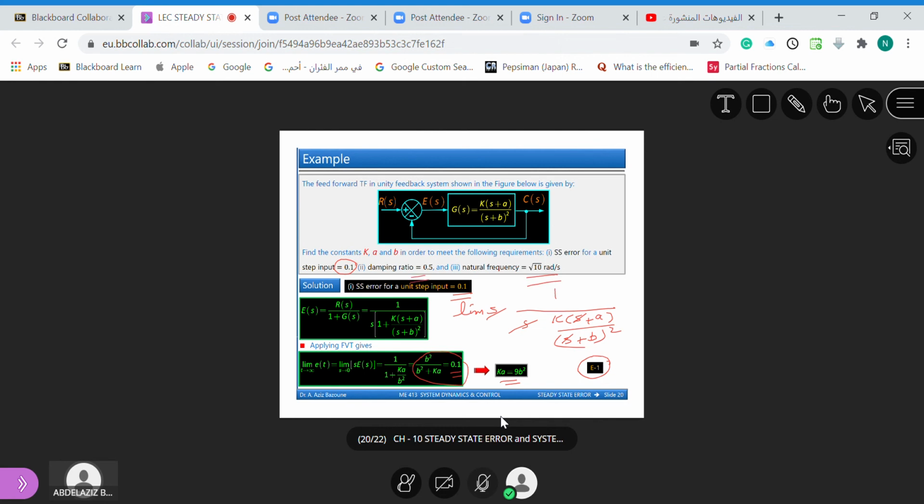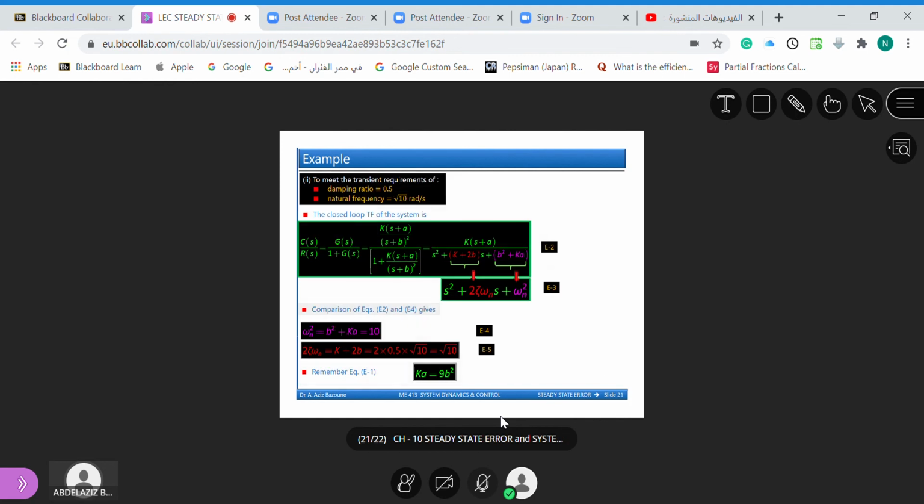Now we will calculate the overall or the closed loop transfer function, which is C(s) over R(s). C(s) over R(s) is G over 1 plus G, which gives you this equation at the end of the day: K times (s plus a) over s squared plus (K plus 2b) times s plus b squared plus Ka. Now we compare the denominator with the standard second order one, s squared plus twice zeta omega n s plus omega n squared. And we say that omega n squared here will be equal to b squared plus Ka.